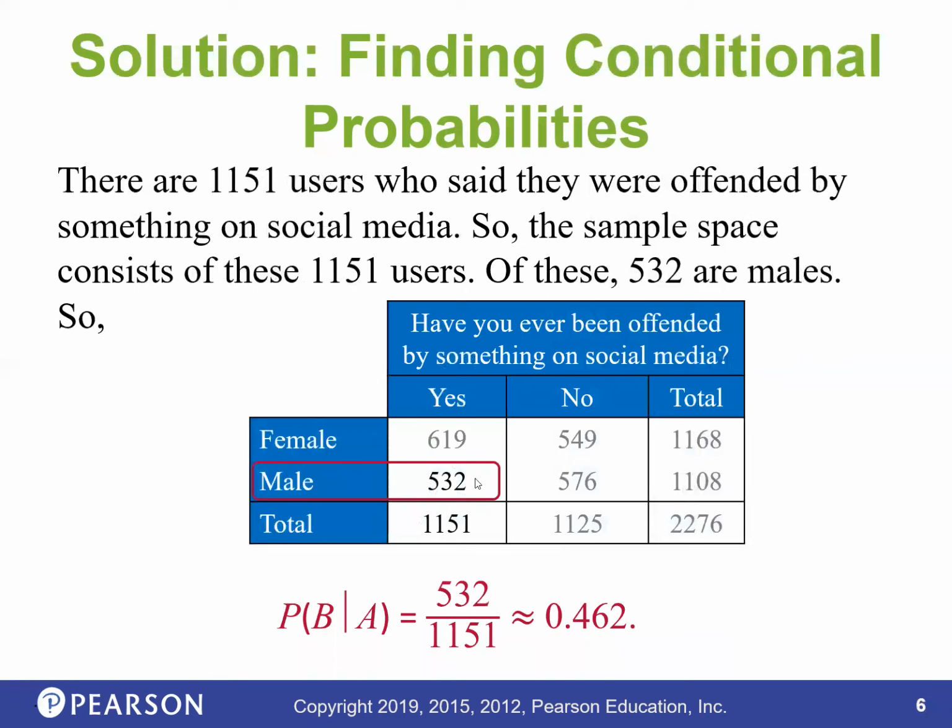So notice the numbers that we're getting. Let's slow down here real quick. We're trying to figure out the probability it's a male, given the fact that they have been offended by social media. So there's that little yes right here, right? The total number of yeses is 1,151. So notice we're not doing the 2,276, right? We narrowed down our place here. So the total of the yeses is 1,151. The fact that it's a male is 532. We get the probability, and a little less than half of the males have been offended.